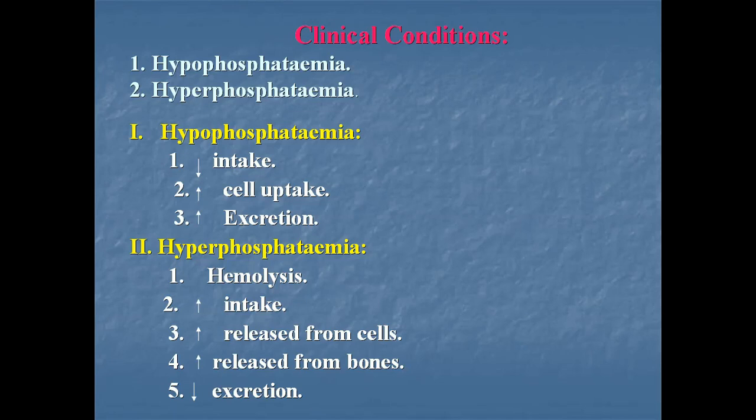Diseases such as diabetes mellitus and acidemia cause increased release of phosphorus into extracellular fluids and lead to hyperphosphatemia. Number 4. Increased release from bones. In certain malignancies, as well as in renal failure, more phosphorus is released from bones and leads to hyperphosphatemia.